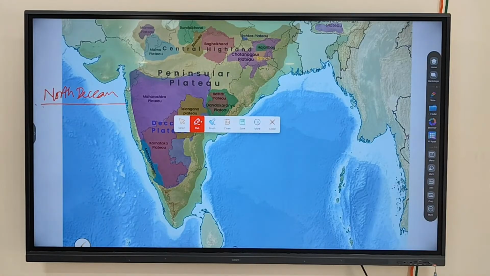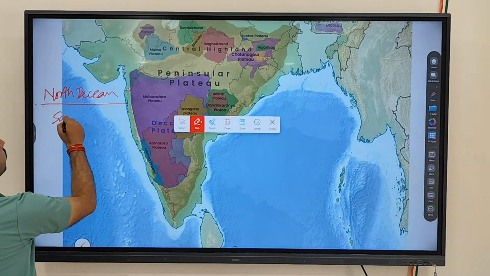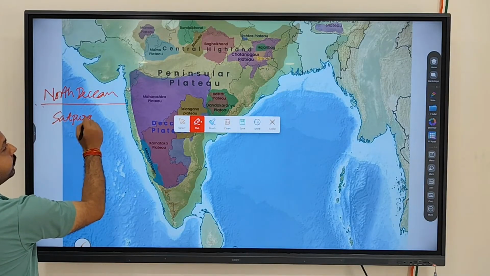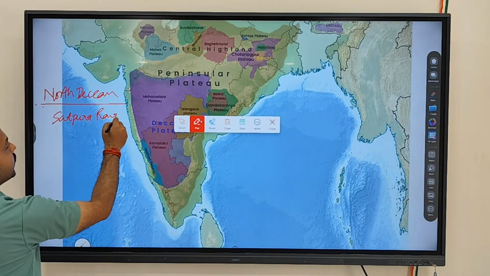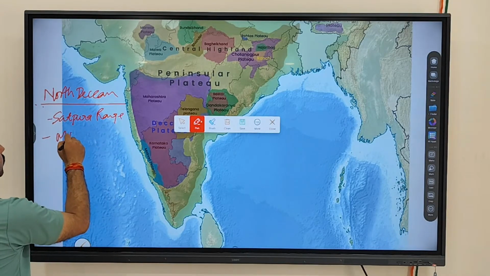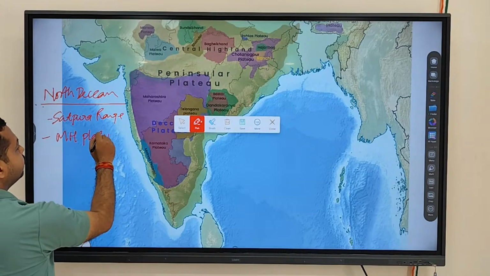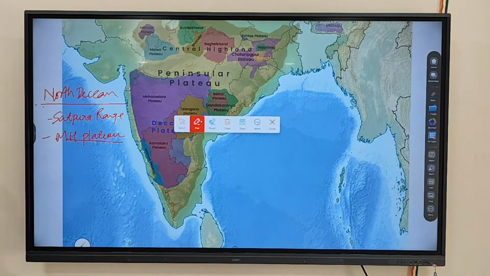Now the North Deccan region is consisting of what? North Deccan region is consisting of your Satpura range. It is consisting of nothing but the Satpura range and Maharashtra Plateau. So the North Deccan region is consisting of what? It is consisting of the Satpura range and the Maharashtra Plateau.